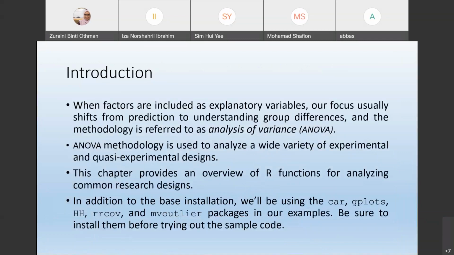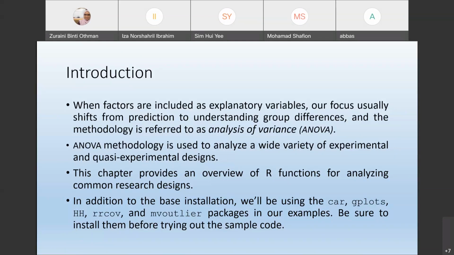Okay, as an introduction, when factors are included as explanatory variables, our focus usually shifts from prediction to understanding group differences, and the methodology is referred to as analysis of variance, which we call Anova. If you don't understand some of it, you may interrupt. Anova methodology is used to analyze a wide variety of experimental and quasi-experimental designs. This chapter provides an overview of R functions. We will use R for analyzing common research designs.